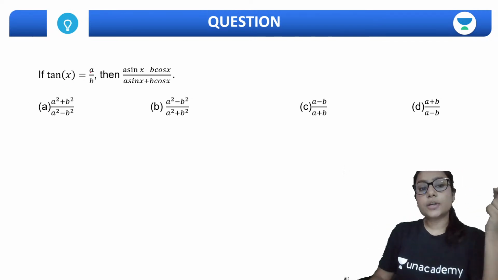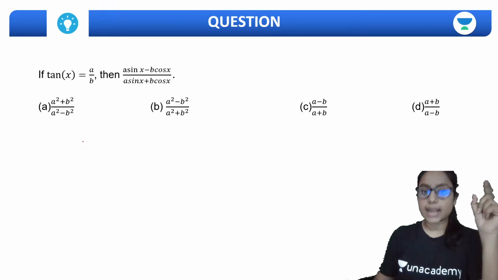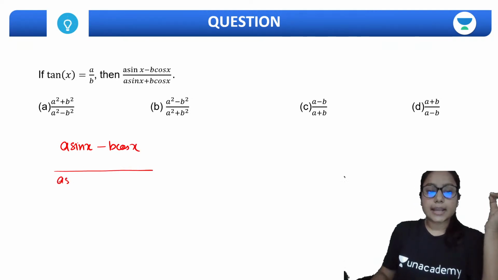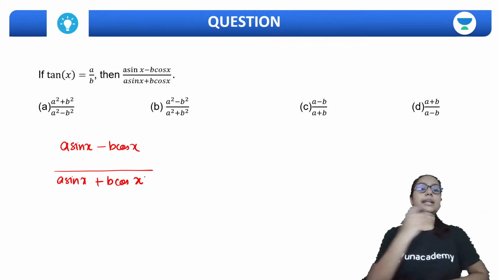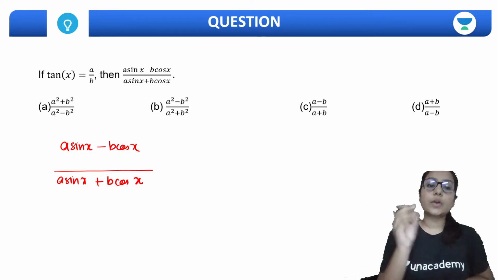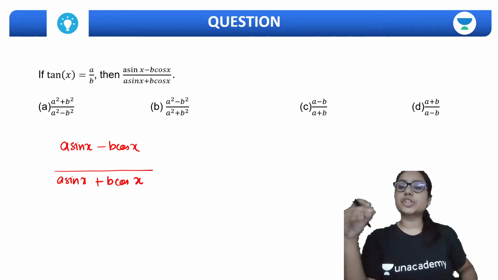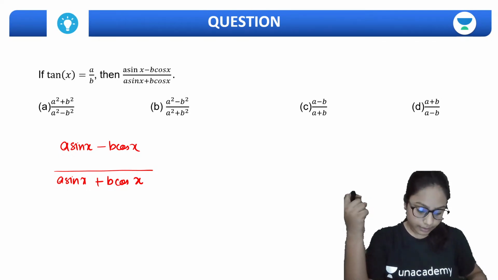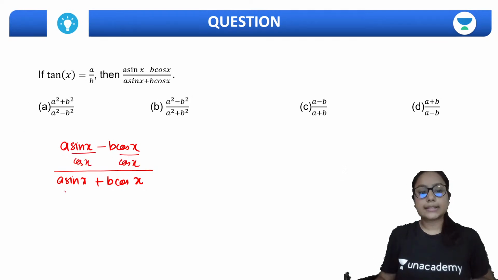So it is tan x is equal to a by b, and we have to find this value. This is similar to the question we did yesterday, right? So we have (a sin x minus b cos x) whole upon (a sin x plus b cos x). What we can do in this question is divide the numerator and denominator by cos x. If I divide the numerator and denominator by cos x, the value of the fraction will not change. It will remain the same.